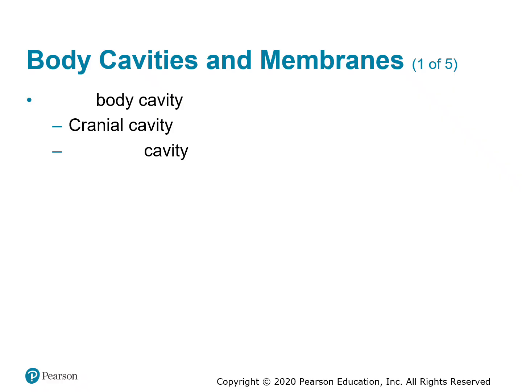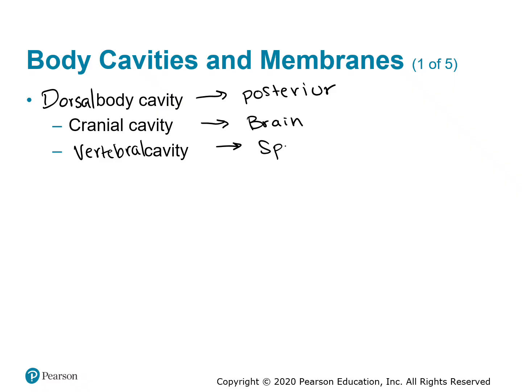So what's one cavity that you know of that contains the cranial cavity? That's going to be the dorsal body cavity. And is the dorsal body cavity on the anterior or posterior of the body? Posterior, yeah. Right. So that dorsal body cavity contains the cranial cavity and the vertebral cavity, which contain your brain and spinal cord, respectively.